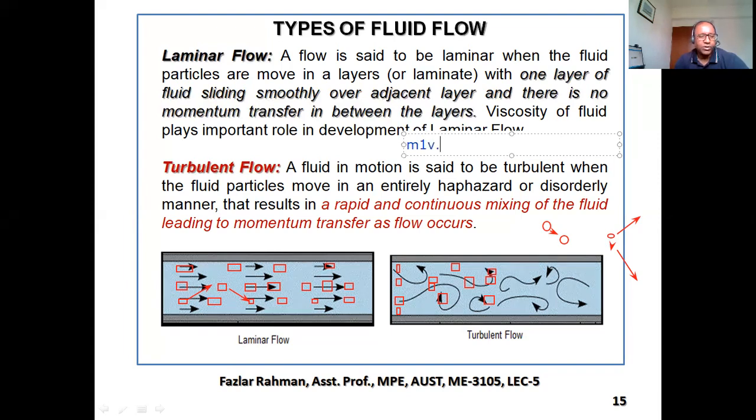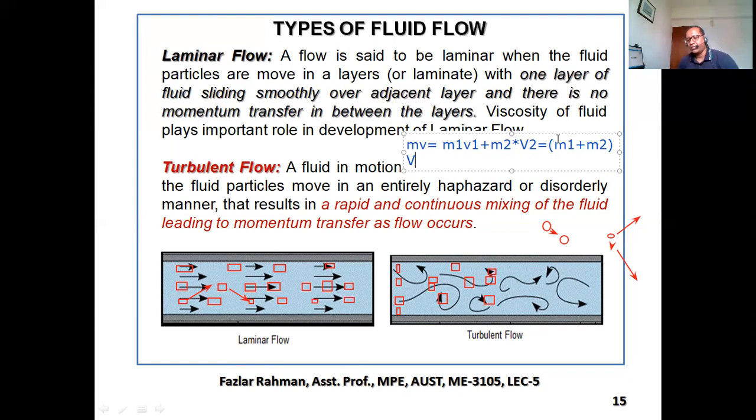So for momentum, you use this kind of equation: M1 V1 plus M2 V2, right? This type of problem you solve, where the momentum is changed. Initially they come with these velocities, but finally they move out together, so this equals (M1 plus M2) times V. Then you can figure out the final velocity of the object after impact. So this way, in turbulent flow, there is a continuous transfer of momentum.